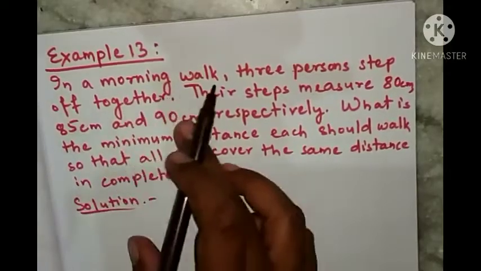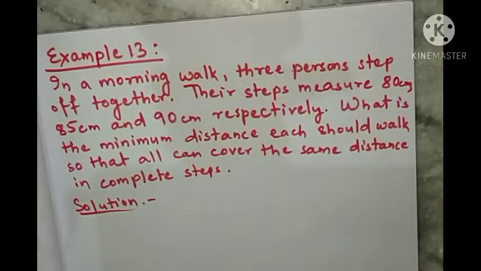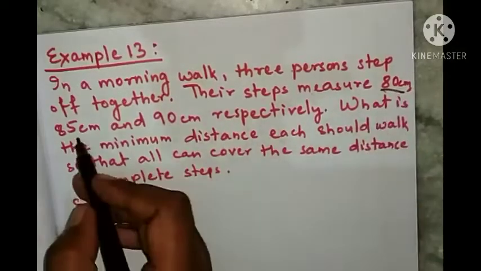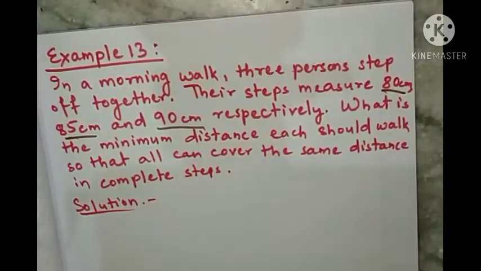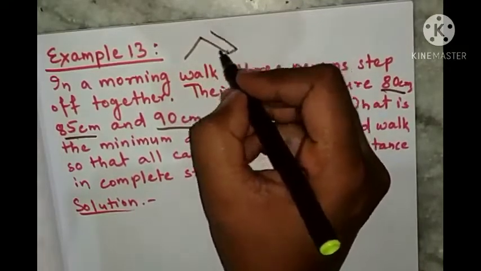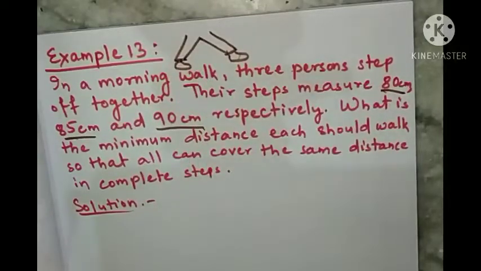In a morning walk, 3 persons step off together. Okay, so in morning walk, step off. Step off means they started walking together. Their steps measure 80 centimeter, 85 centimeter, 90 centimeter respectively. A step means what? When you are walking, you put one step, then another step, one by one. The distance between two legs while walking is your step.